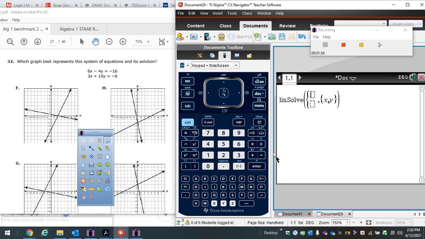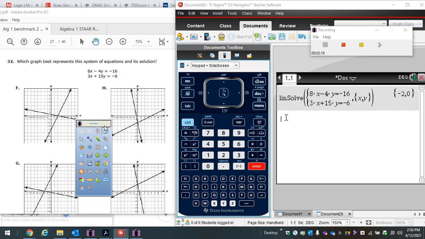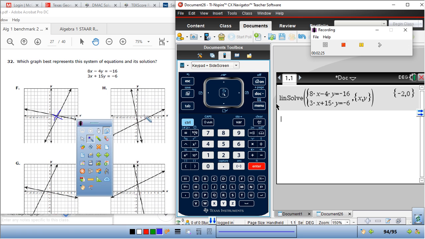There's two equations there, and type them in there. 8x minus 4y equals negative 16. Come over here. 3x plus 15y equals negative 6. So they cross at negative 2, 0. That's not a negative 2, 0. That's not a negative 2, 0. That's not a negative 2, 0. That is a negative 2, 0.